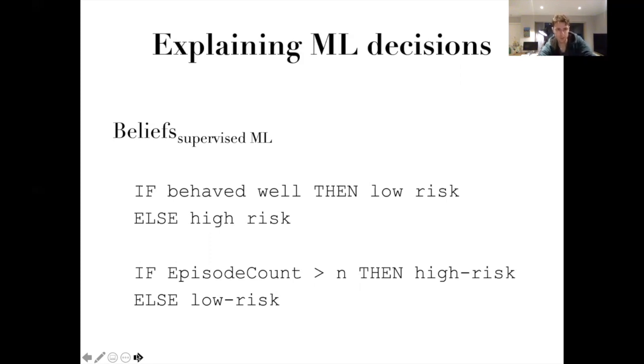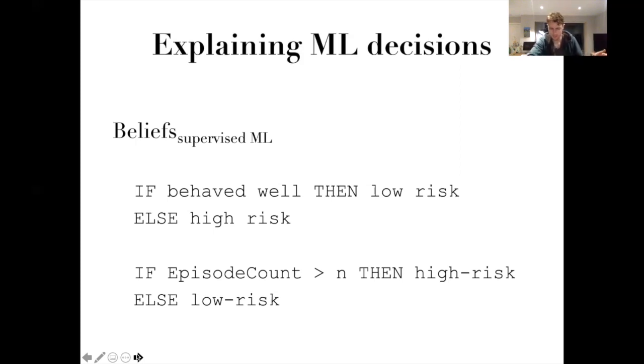If the person behaved well, then they're a low risk. Otherwise, high risk. If the number of previous offences or previous arrests is higher than a certain amount, n, then they're high risk, else low risk. Again, crude, but it gives you an example of the kind of generalizations, and hence the kind of beliefs, that a neural network would have. This is what is being extracted. This is the nature of the beliefs that we can attribute.